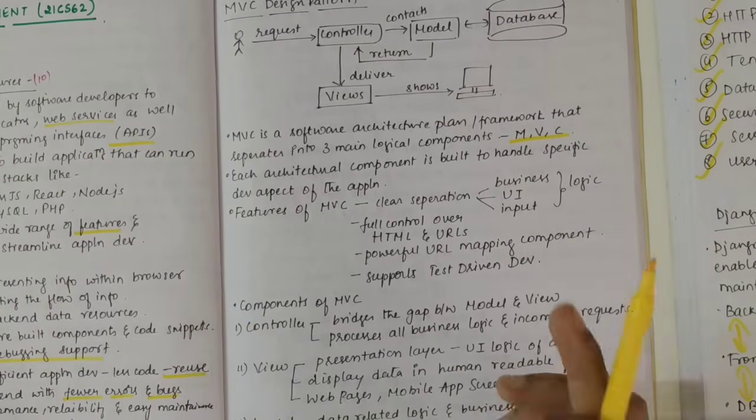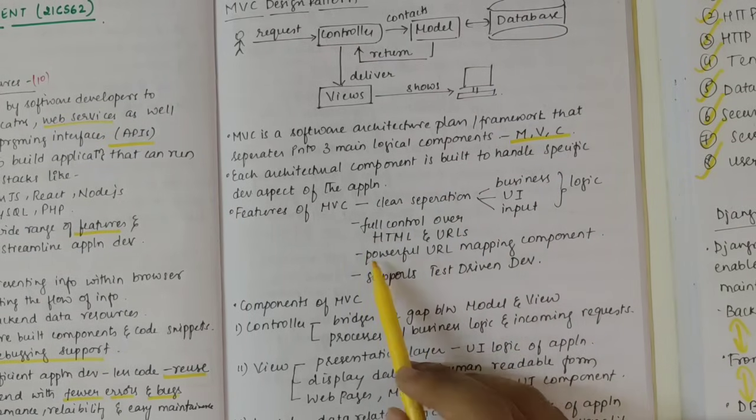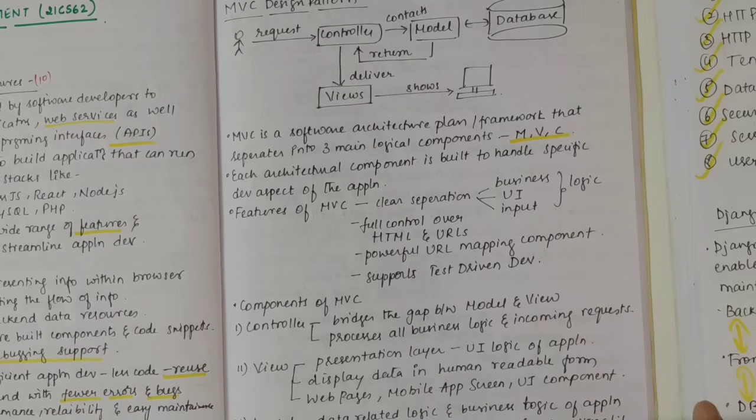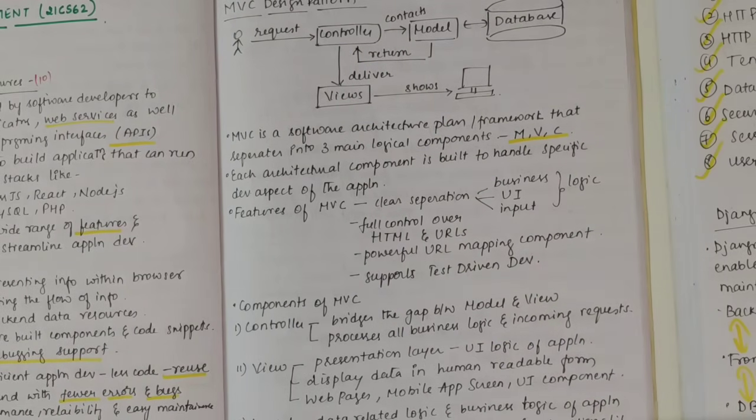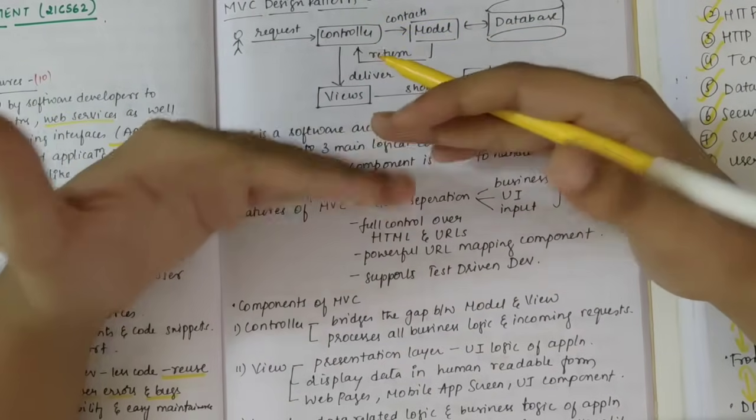So features of MVC are clear separation. We have full control over the HTML and URLs. It has a powerful URL mapping component, and it supports test-driven development. So by using MVC, we can clearly segregate the business part, the UI part, and the input logic.